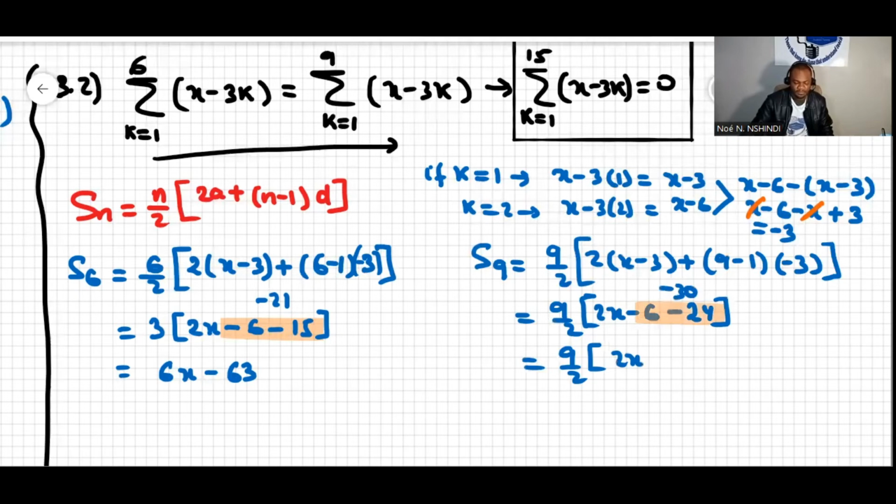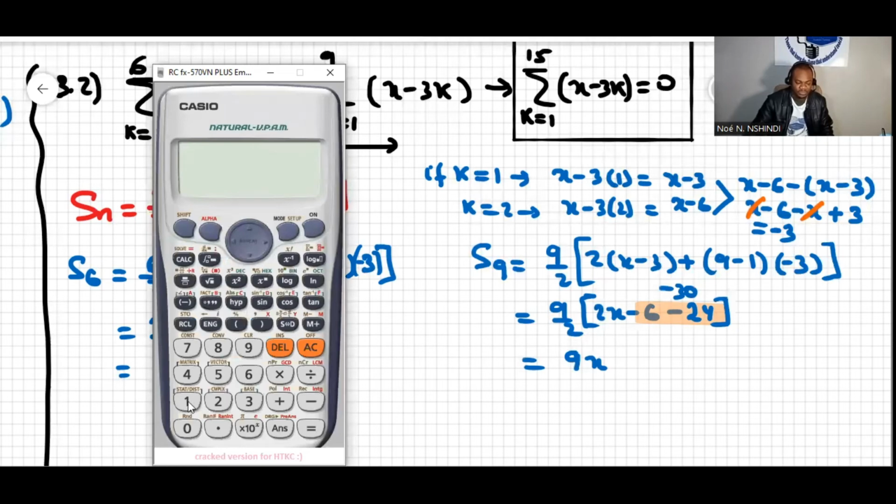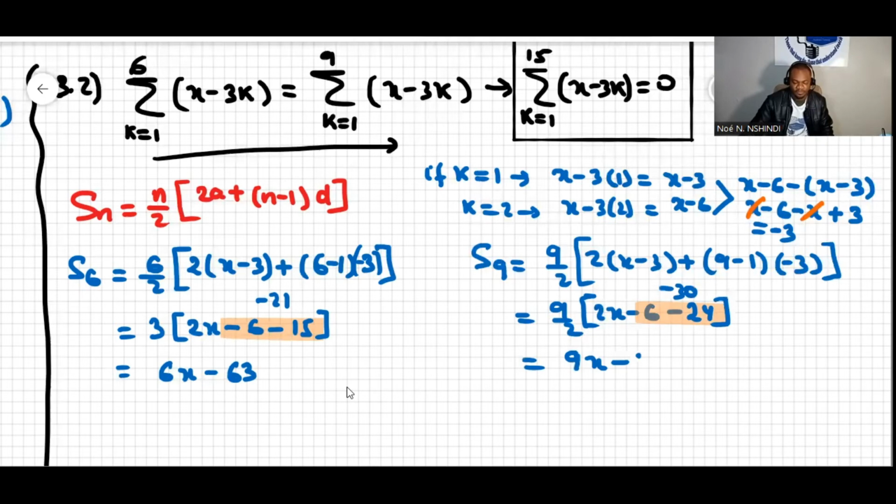Now we have another multiplication. If I multiply 9 over 2 times 2x, this is just 9x. And then 9 over 2 times negative 30, this will be 9 times 15. Let's just use the calculator. I know it's 135, but let's double check. 9 over 2 times negative 30, and yes, I was right, negative 135.